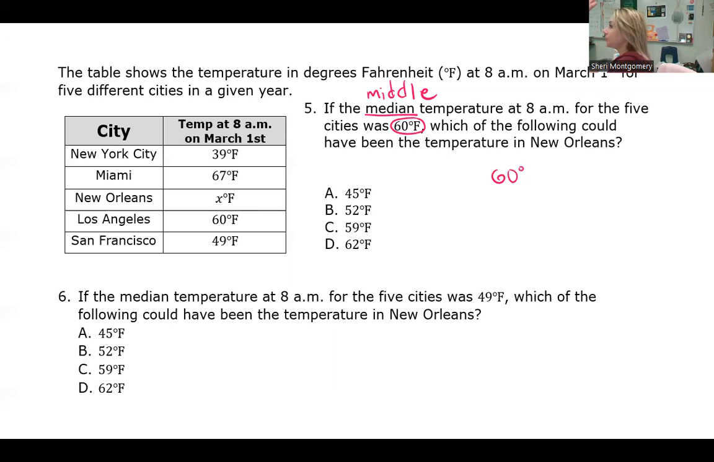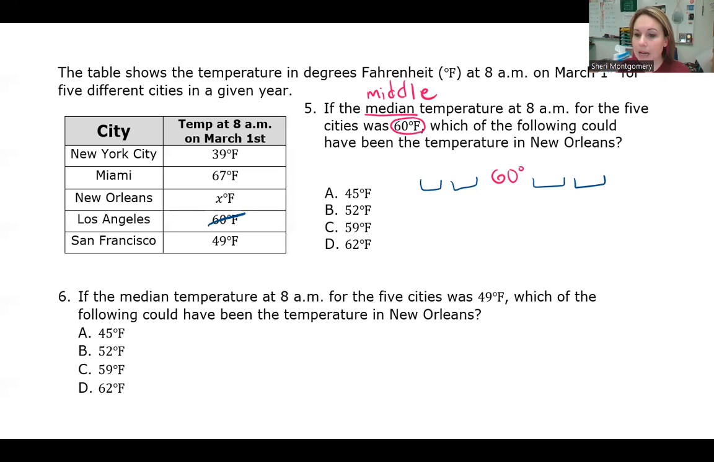So I have 5 numbers. That means how many are going to go on each side of 60? 60 is in the middle, so how many go on each side? 2 on each side. So on the left, I'm going to have 2 numbers, and on the right, I'm going to have 2 numbers. So if I look at my chart, I already see 60. This was my middle number, so I'm going to fill in the other ones.